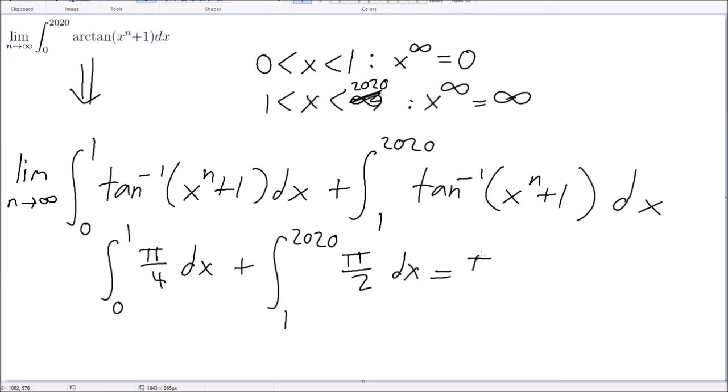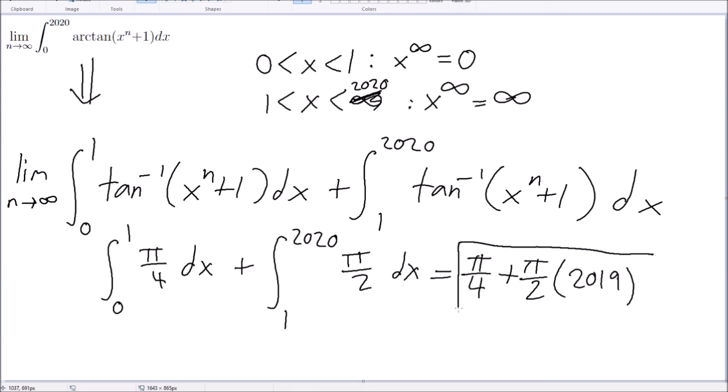And now we get pi over 4 plus pi over 2 times 2020 minus 1, that's 2019. So this is technically our answer here. You can definitely simplify it if you want to, but I'm just going to leave it like this because I'm lazy. So this would be my answer: pi over 4 plus pi over 2 times 2019.